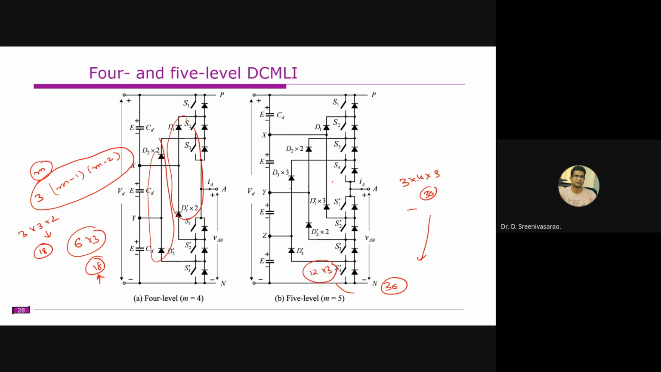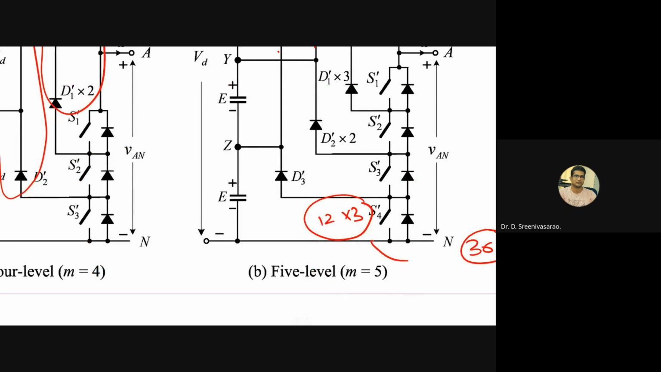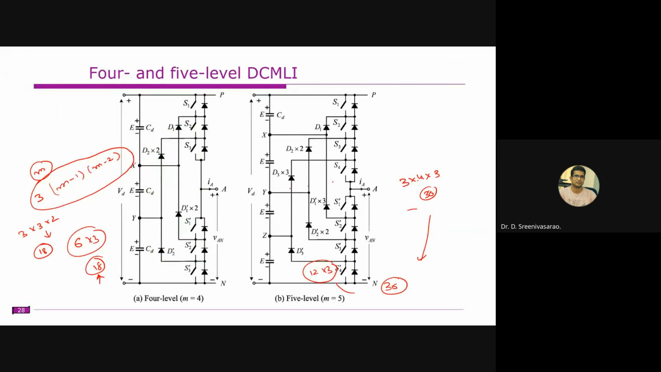Right. So the number of switches required is like this. In case of 2 level, you require 4 switches per phase. In case of 3 level, you require 6 switches per phase. In case of 4 level or 5 level, you require 8 switches per phase. So you require 2 into M minus 1 switches per phase. That means for 3 phase, it will be 3 into 2 into M minus 1. These are the main switches along with the anti-parallel diodes.